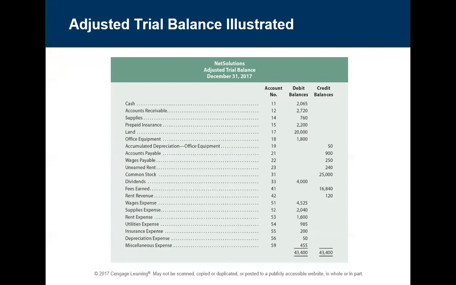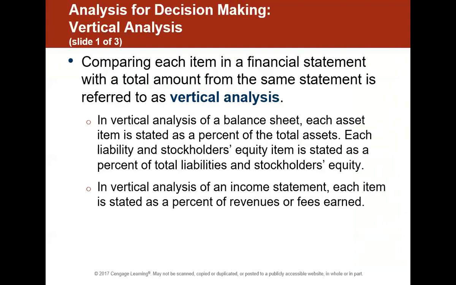Common stock and dividends, did those get any adjusting entries? No, so those won't see adjustments. Fees earned could, rent revenue could, those both did. And then a lot of your expenses did, right? Wages, supplies, rent, insurance, depreciation, those could have all had adjusting entries, okay? So again, to do an adjusted trial balance, it's the same as an unadjusted one. You just have new account balances. Okay.